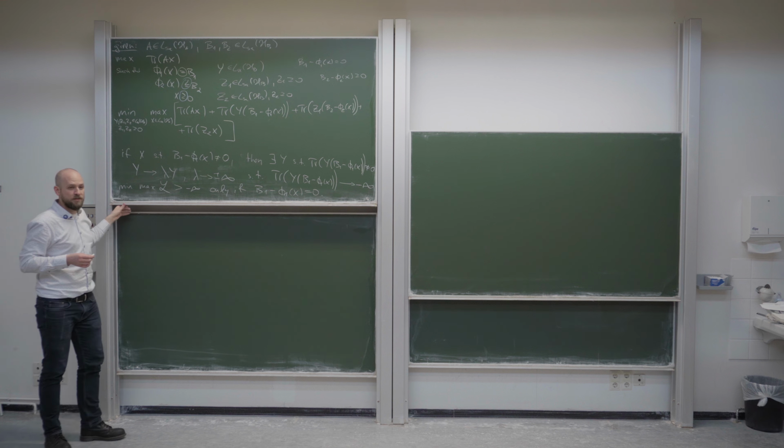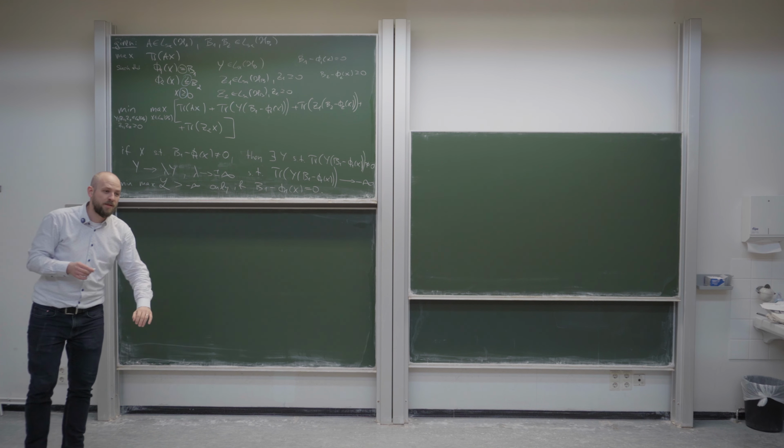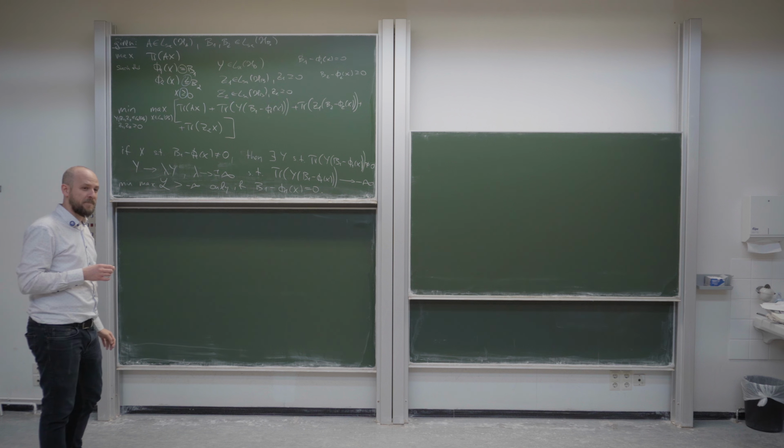So if we choose some x, then we get minus infinity in the minimization. We just throw that x out and try another one.